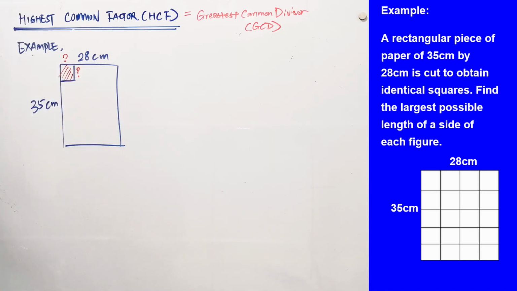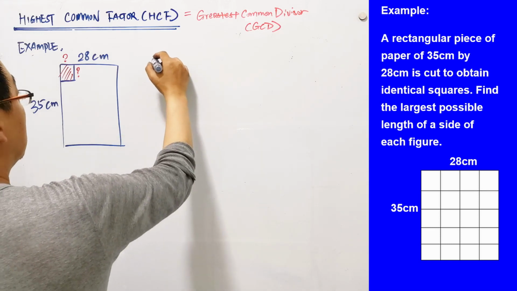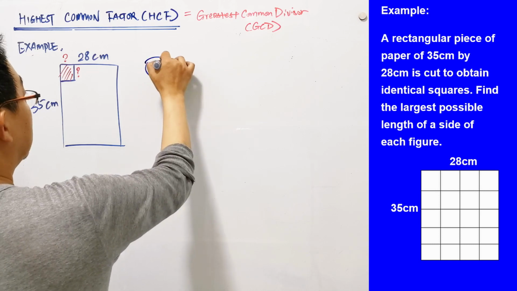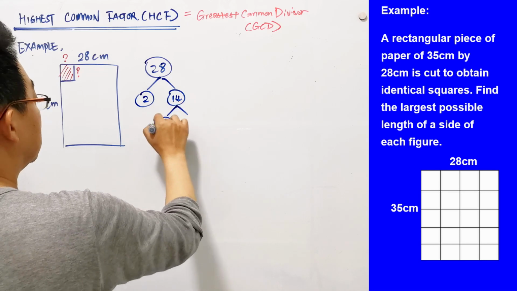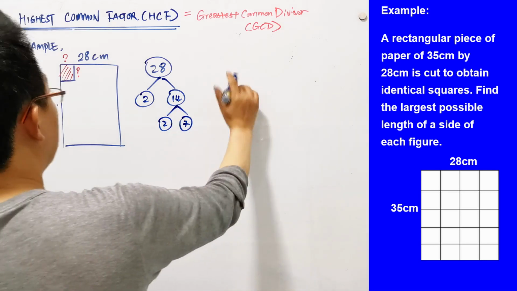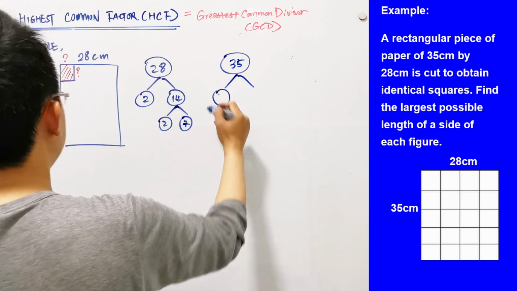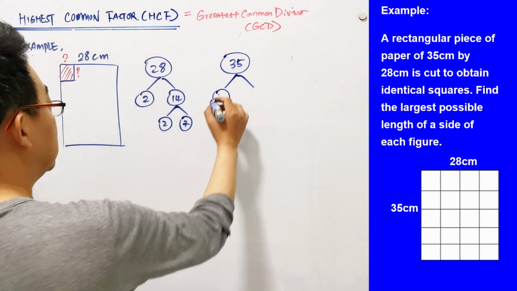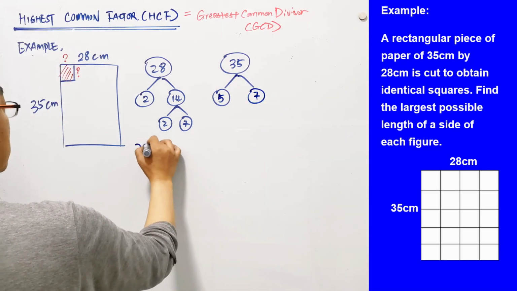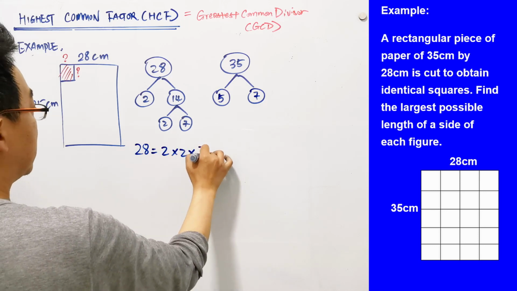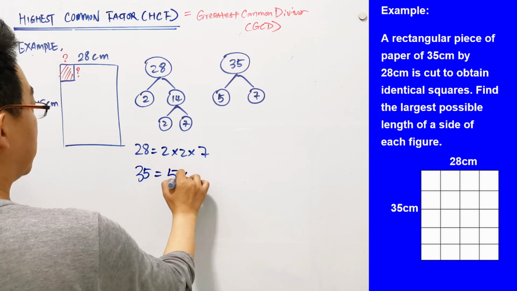So in this case, straightforward. We're looking for the highest common factor of these two numbers. So just use the factor tree. So 28, what do we get? We got 2, we got 14, right? So we got 2, we got 7, right? How about this 35? Can we put a 5 here? So we got 7, right? So in this case, 28 equals 2 times 2 times 7. So how about this one? 35 equals 5 times 7.